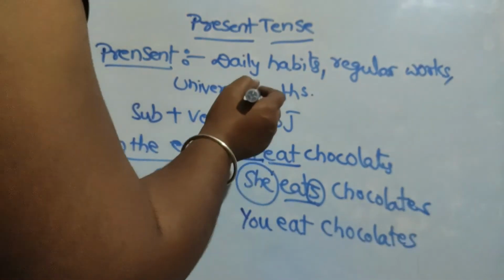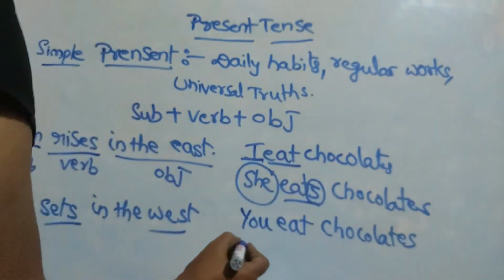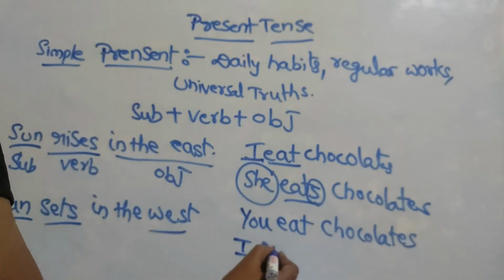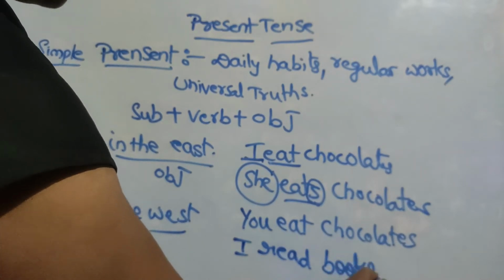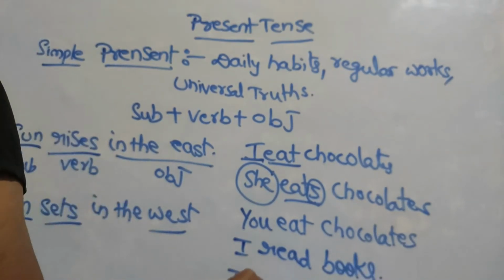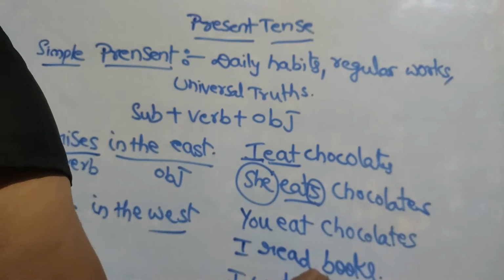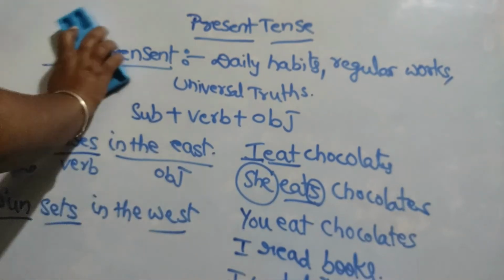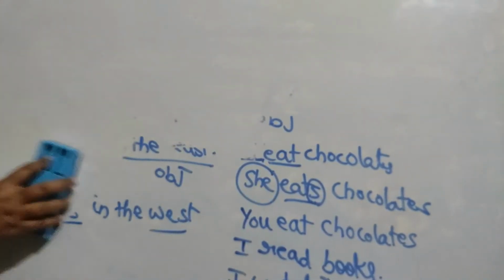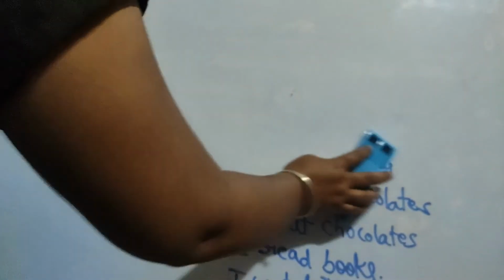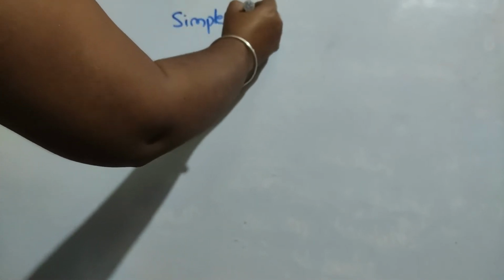Now my habits: I eat chocolates, I read books, I watch TV. In the same way, there are some more examples for simple present. Whichever are our regular habits, daily works and universal truths, we speak in simple present only. So we have the examples now for simple present tense.